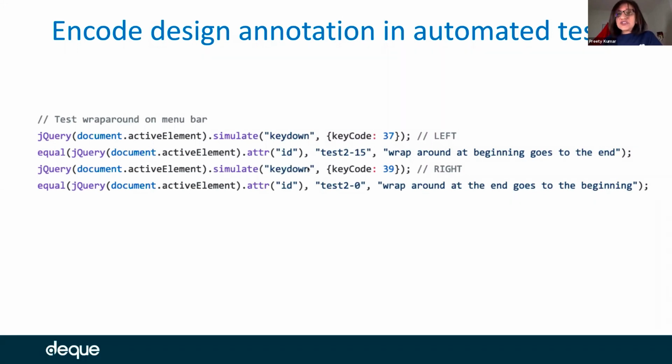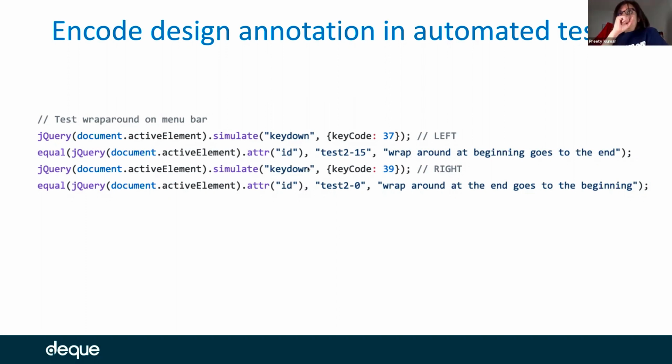In this case, we are testing the keyboard navigation. We are looking at tabbing forward and going back. So we are simulating the wrap around at the beginning of the page to go to the end and vice versa. Wrap around from the end to go to the beginning.